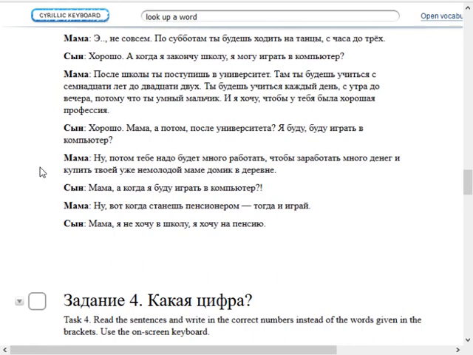Well, and after that, you need to work a lot in order to earn a lot of money and buy your already немолодой, молодой means young, so your already not young mother, a домик, a small house in the village.